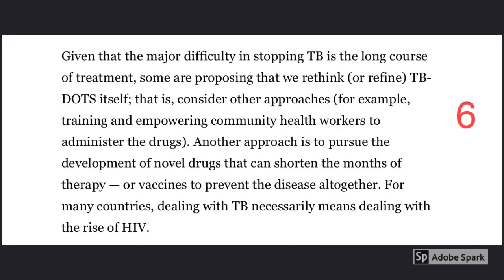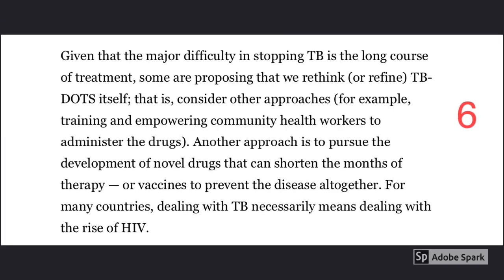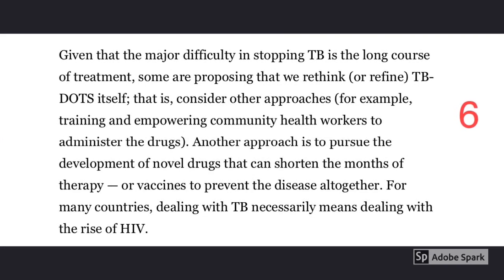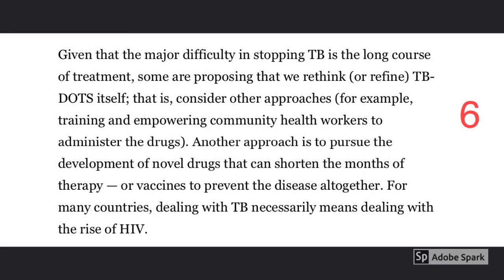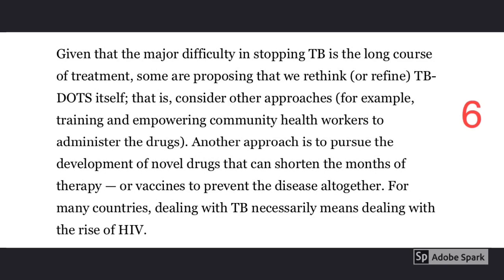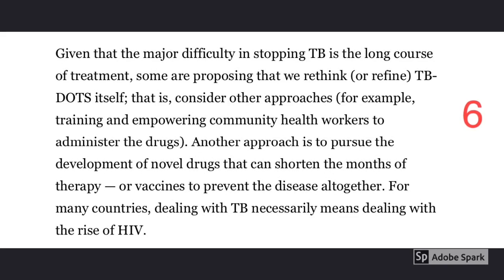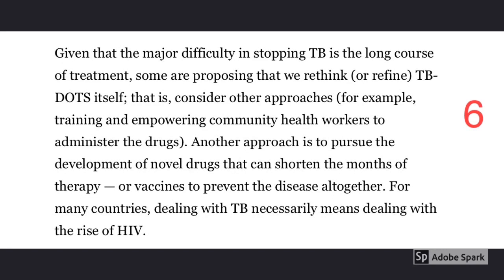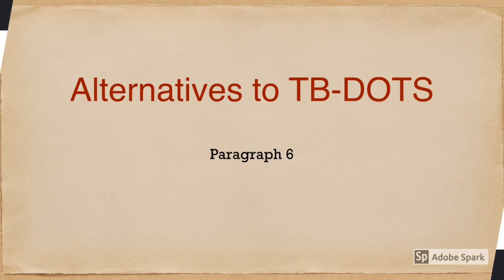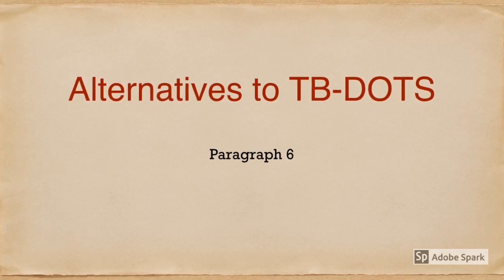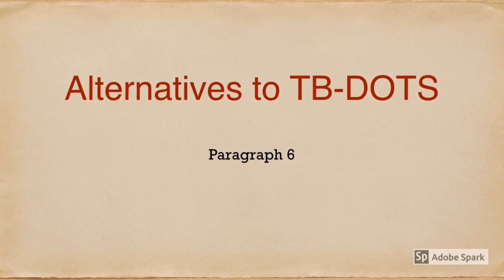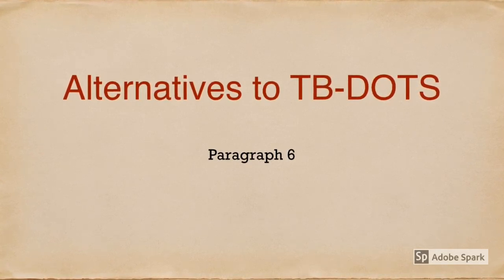Paragraph 6 returns to another kind of outcome that the spread of TB is having. That is counter solutions, that is better improved treatments for tuberculosis. And the sentences in this paragraph are dealing with other ways and proposals that people have presented to treat TB. In short, we can say that this paragraph deals with alternatives to TB DOTS, directly observed treatments.